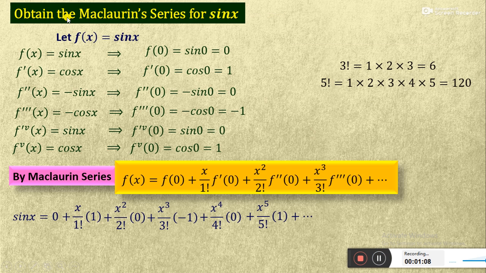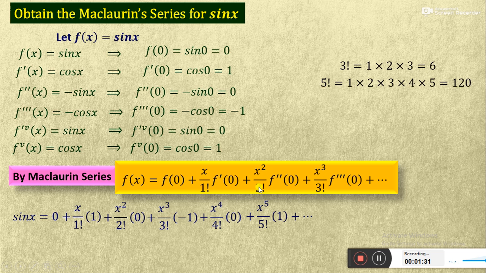Now we obtain the Maclaurin series for sin x. I take f(x) = sin x. This is the Maclaurin series formula: f(x) = f(0) + (x/1!) f'(0) + (x²/2!) f''(0) + (x³/3!) f'''(0). So here we need f', f'', f'''.